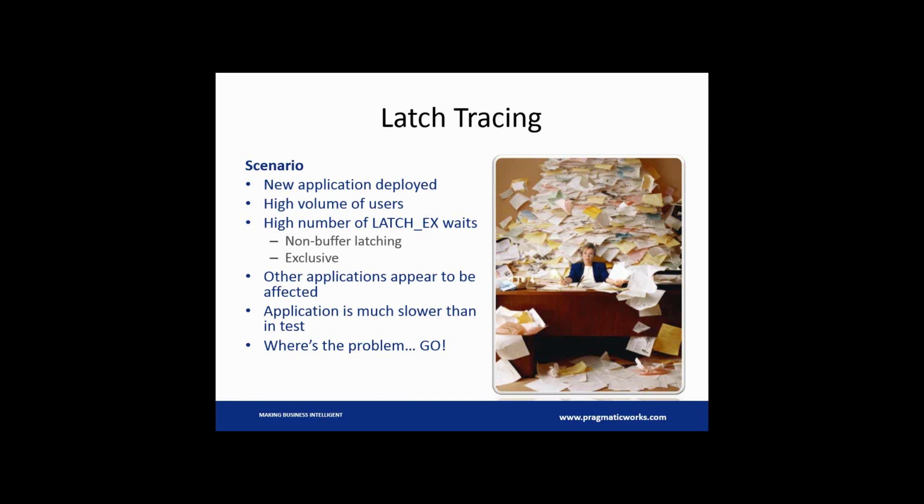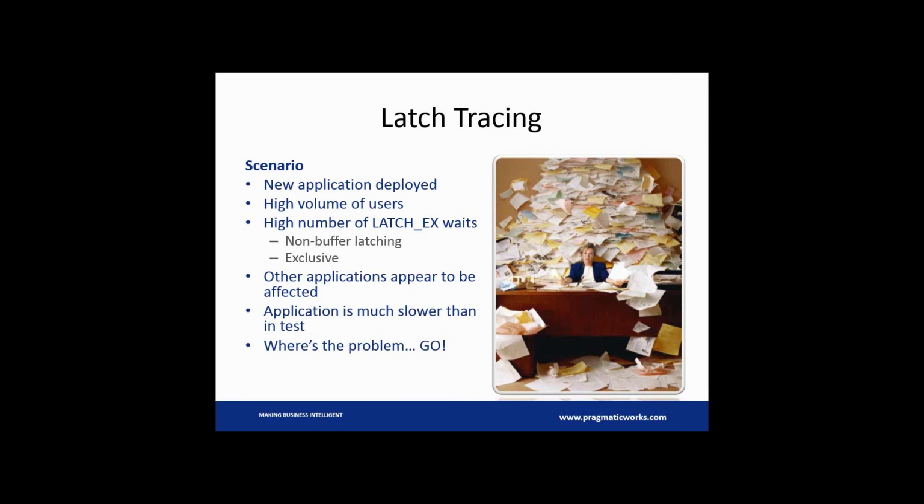So consider a scenario where you've got a new application that's deployed. It's got a lot of users, and you're seeing lots of LATCH_EX waits. And it's all on that one database. Well, how would you solve that? How would you dig in and figure out where that problem is? Some other applications appear to be affected, but as soon as you got more users, this application slowed down, and you need to find out what that problem is.